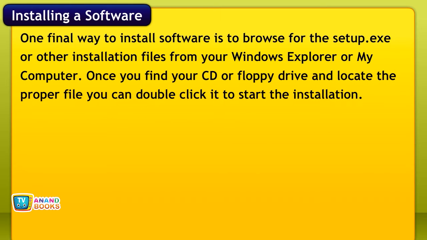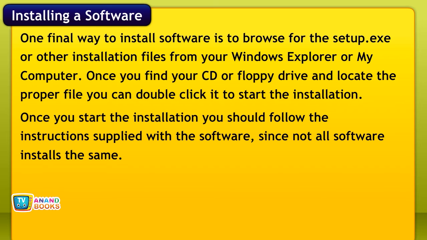One final way to install software is to browse for the setup.exe or other installation files from your Windows Explorer or My Computer. Once you find your CD or floppy drive and locate the proper file, you can double-click it to start the installation. Once you start the installation, you should follow the instructions supplied with the software, since not all software installs the same.